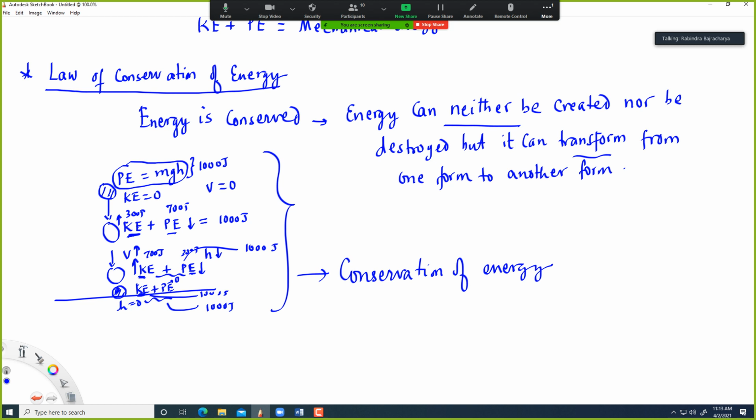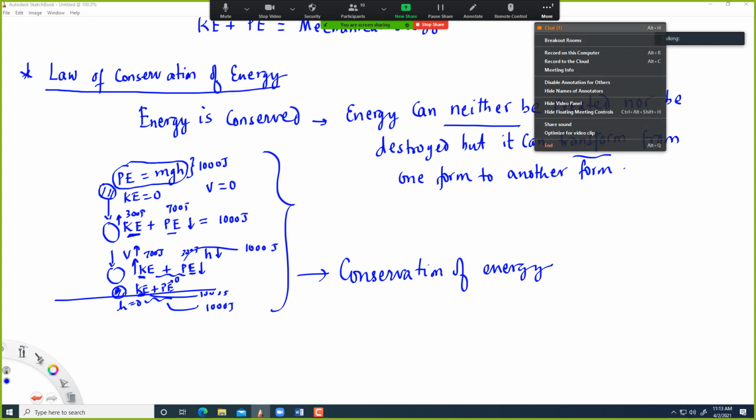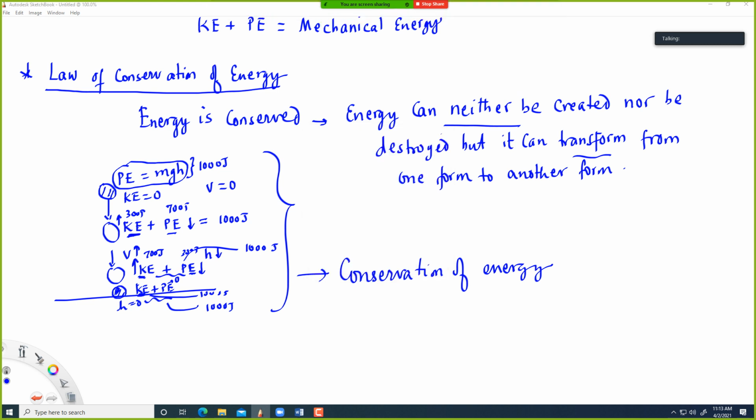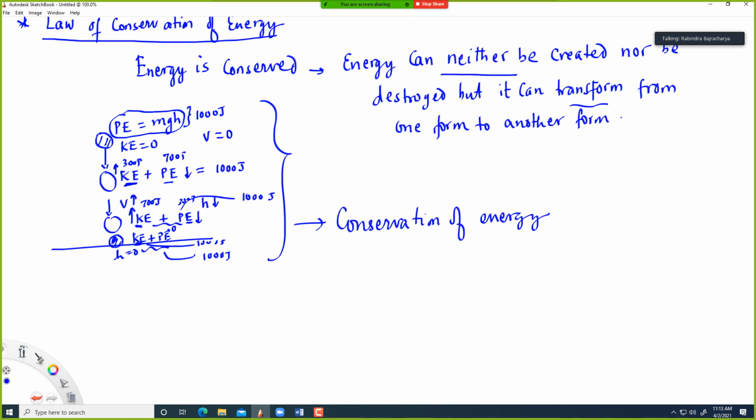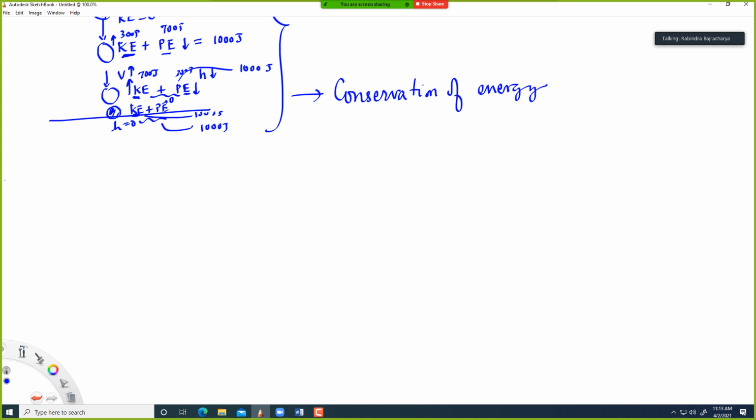Okay, so let's look at this problem. Initial height is 3 meters. Calculate the rock's velocity when it falls to 1 meter above the ground. So, conservation of energy. Let's say the initial position of the rock is here. Let's call that 1, and then we want to find the speed of the rock at point 2.